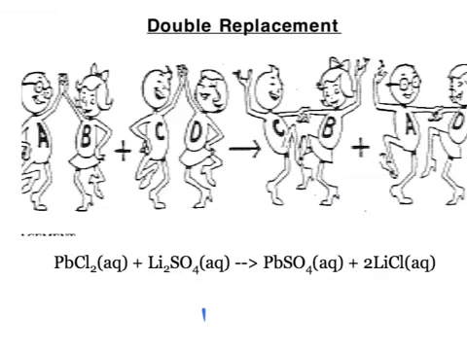Alright, here's our double replacement reaction. Essentially, it's a single replacement reaction happening twice. Let's say A and B are a couple, C and D are a couple. They're going to replace each other. So B and C are going to get together, and then A and D are going to get together. Two replacements. Here I have lead chloride plus lithium sulfate.